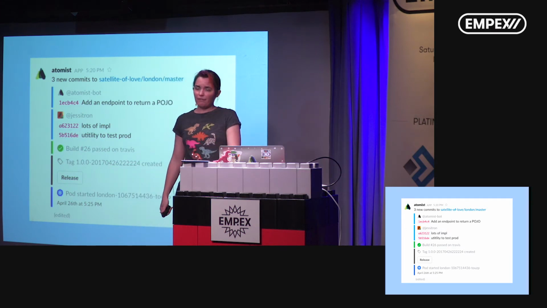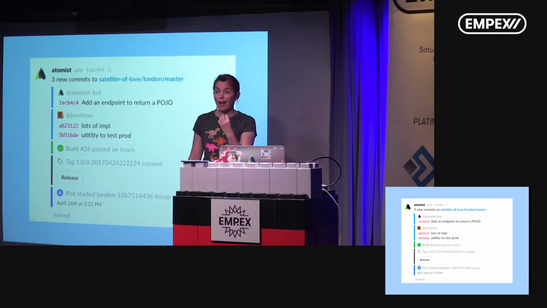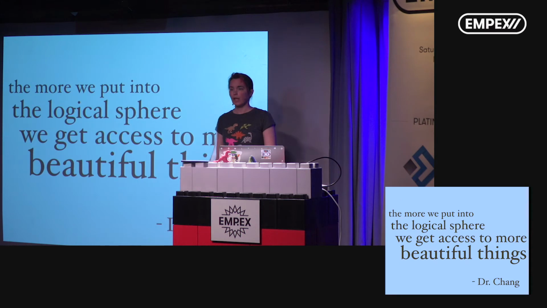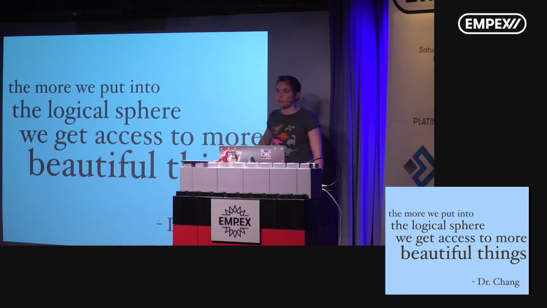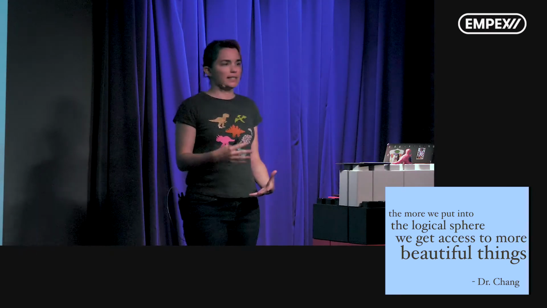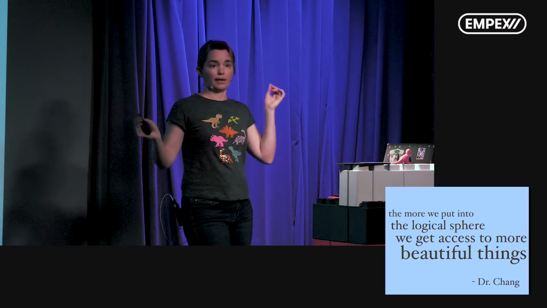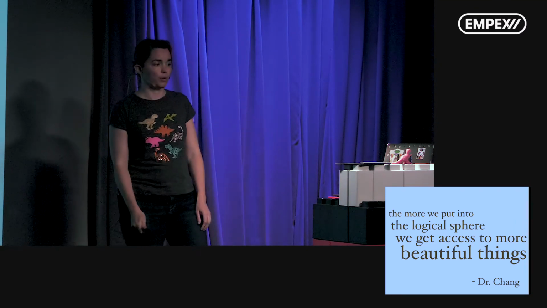So as developers, we have the power to craft our world like this. And the more we can put into the logical sphere, or I would argue the automated sphere of single primitive operations, then the more things we can think about. If deploy goes from 8 steps to 1, that is 7 more things that I get to think about while I'm thinking about deployment.